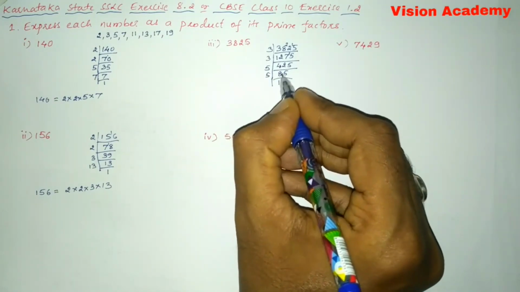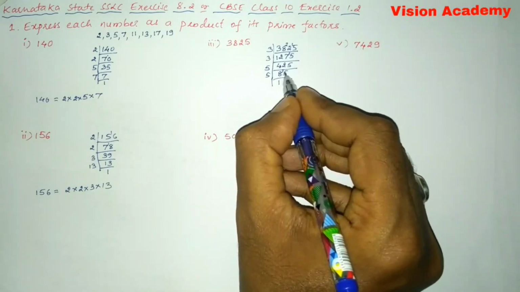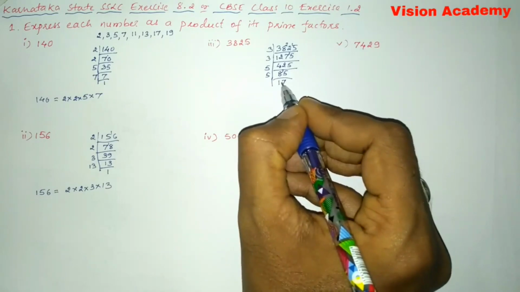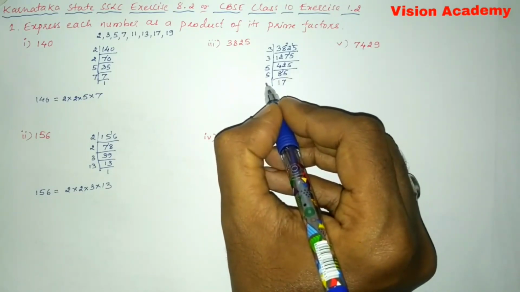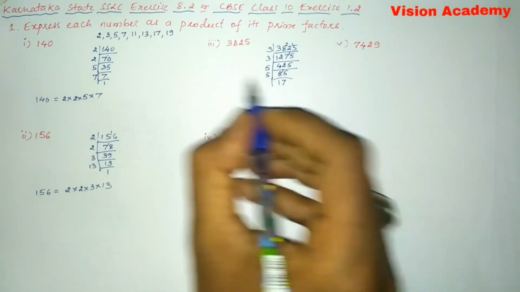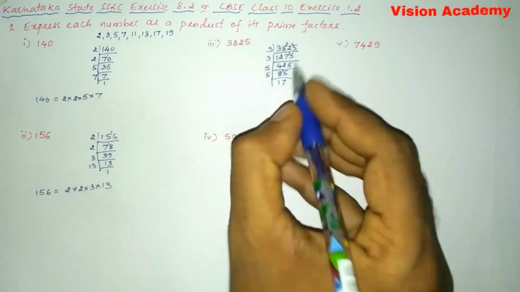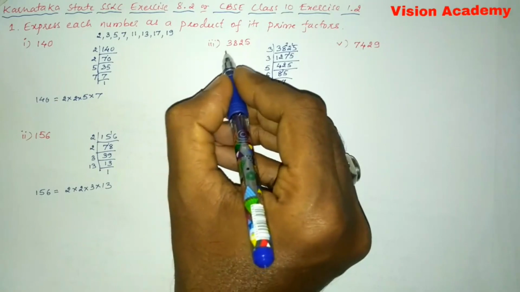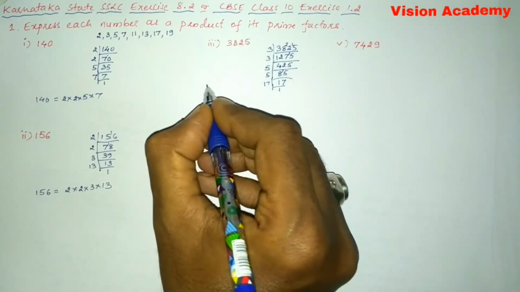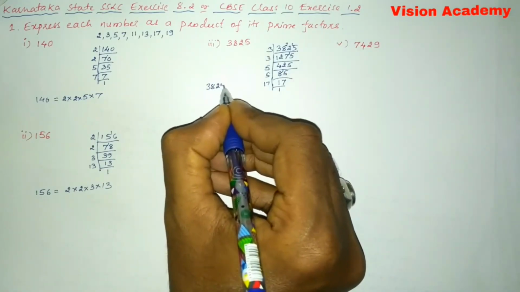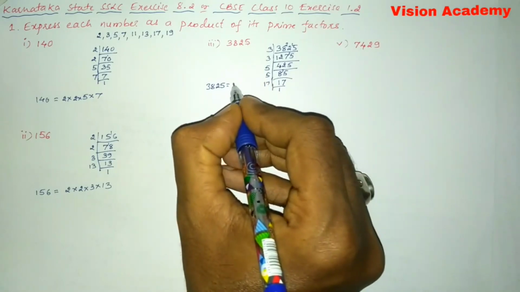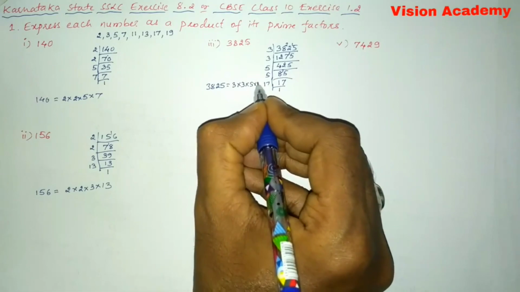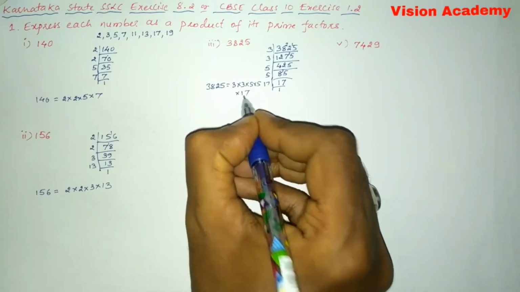So 5 1s are 5, 3 remains, it becomes 35. 5 7s are 35. Next we will take up 17, which cannot be divided by any of these numbers. 17 can be divided by 17, 17 1s are 17. So now 3825 can be written as product of 3 into 3 into 5 into 5 into 17.